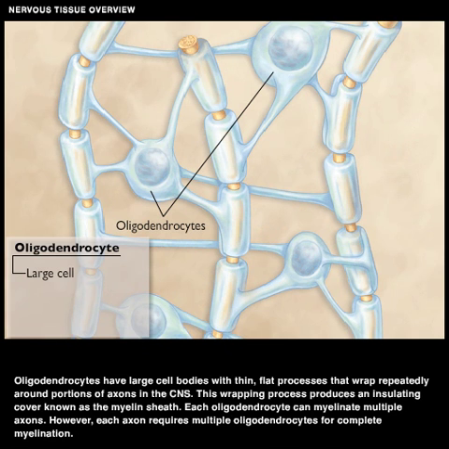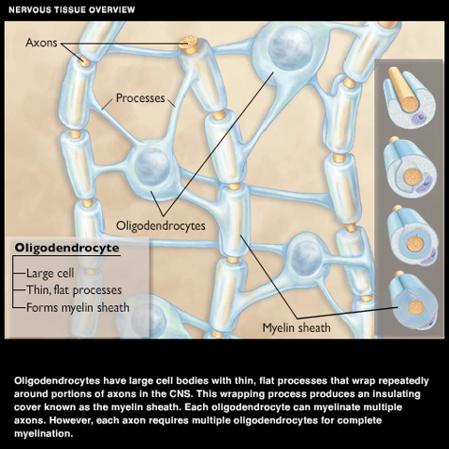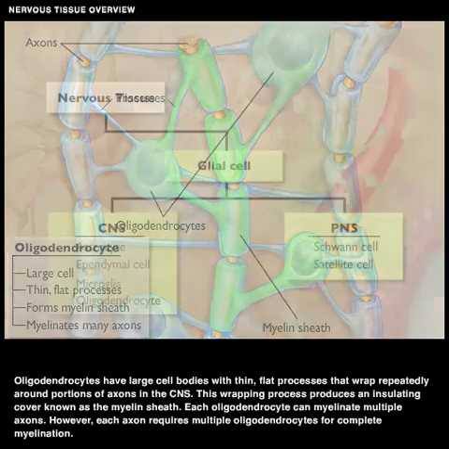Oligodendrocytes have large cell bodies with thin, flat processes that wrap repeatedly around portions of axons in the CNS. This wrapping process produces an insulating cover known as the myelin sheath. Each oligodendrocyte can myelinate multiple axons. However, each axon requires multiple oligodendrocytes for complete myelination.